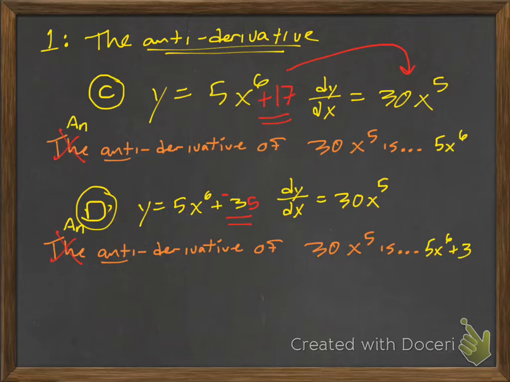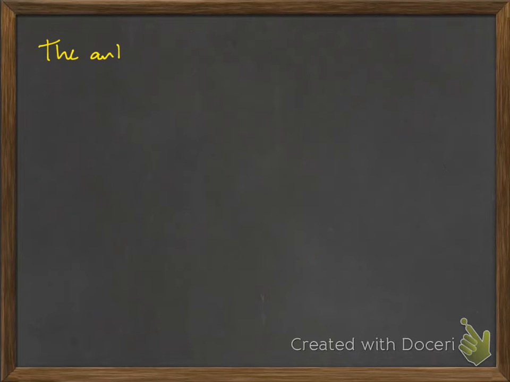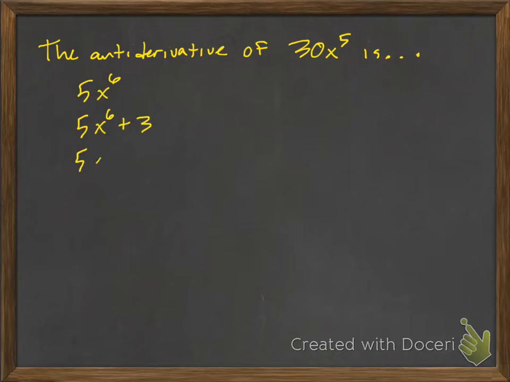5x to the sixth minus 35, take the derivative of that, I get 30x to the fifth. Yet another example. So if we make a little list here, we've now got 5x to the sixth plus 17, 5x to the sixth minus 35. The derivative of each of those is 30x to the fifth. Therefore, an antiderivative of 30x to the fifth is all kinds of stuff. But see if you can pick up the pattern and find a fun way to generalize this. Okay, so let's write down our list of current antiderivatives.